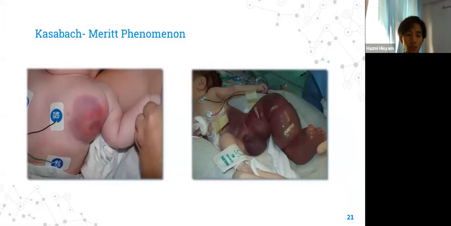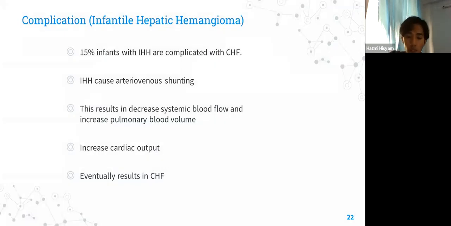So this is the picture of Kasabach-Merritt phenomenon. So you can see the typical purplish discoloration. It is a very critical condition as it is life-threatening. Okay, so next we move to complications of visceral hemangioma, which commonly occur at the liver, which is called infantile hepatic hemangioma.